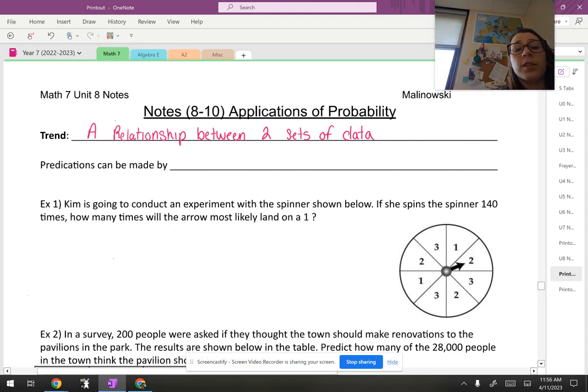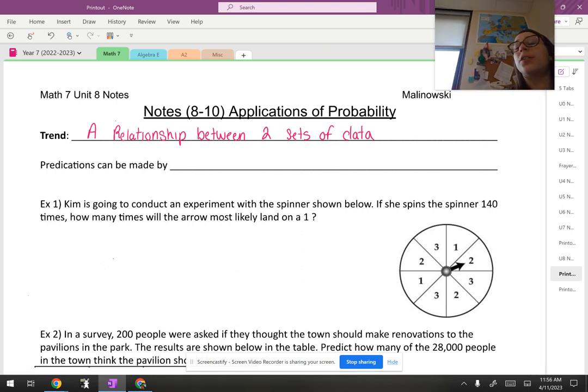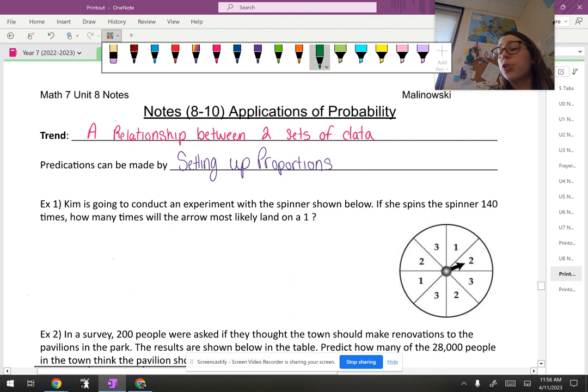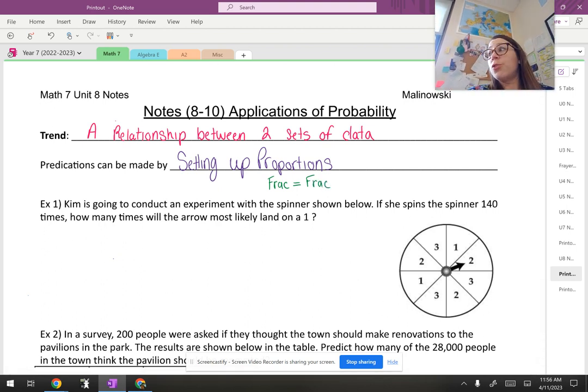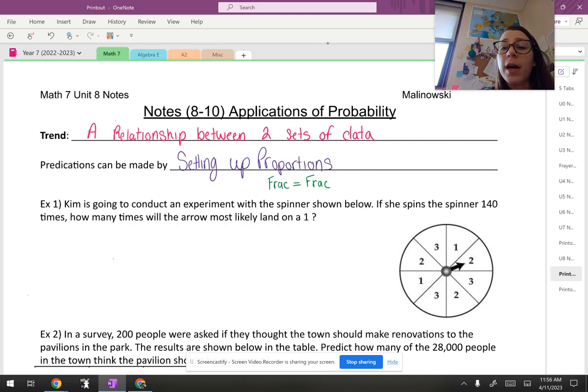How this relates to math and what we've been doing in seventh grade is that we can use these trends to make predictions by setting up proportions. Hopefully, you're remembering back from Unit 5 what a proportion is, and you know that a proportion is just a fraction equal to a fraction. The proportions that we've used in the past so far have been percent over 100 equals part over whole, right? That was back from Unit 6.